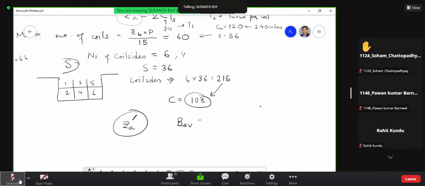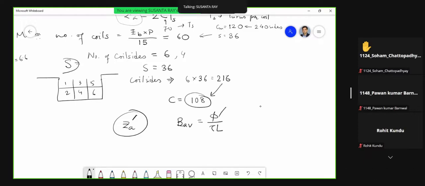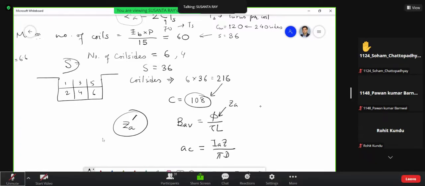Now you see, E average is related to phi by tau L. Now in the expression of phi you have ZA. Also in the expression of ampere conductor, which is IAZ by pi D, here also you have ZA. So both the values will be revised. That we have to mention. What is the modified value of B average and what is the modified value of the ampere conductor?